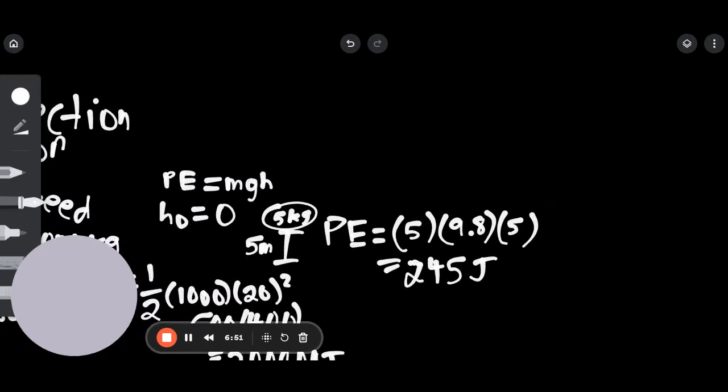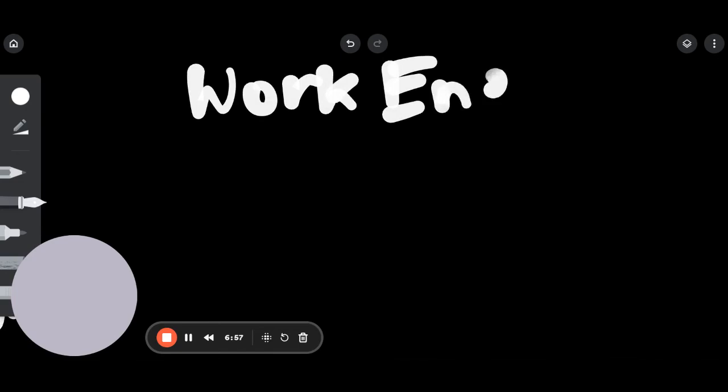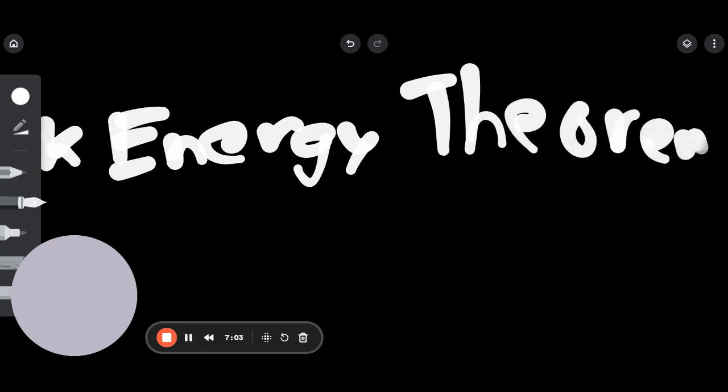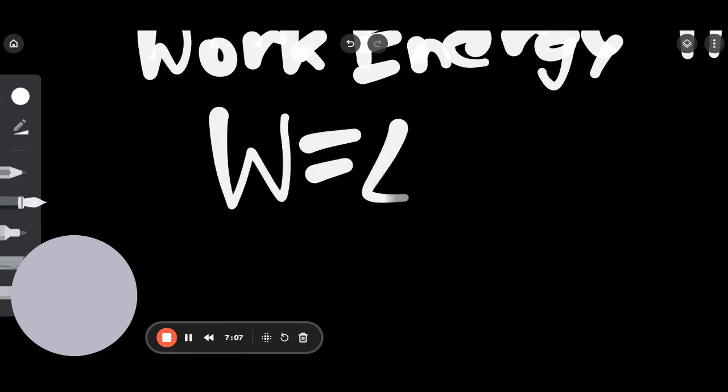Now, another key concept to cover is the work energy theorem. Now, the work energy theorem is a really important concept. It essentially says that work is equal to the change in kinetic energy.